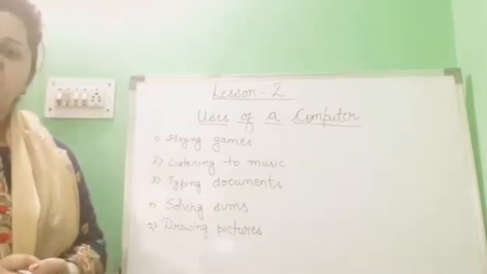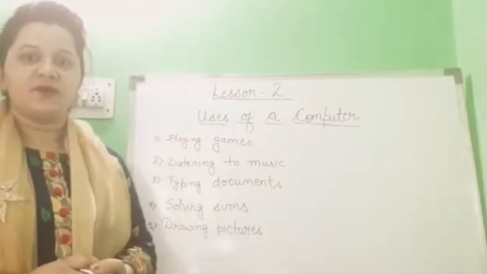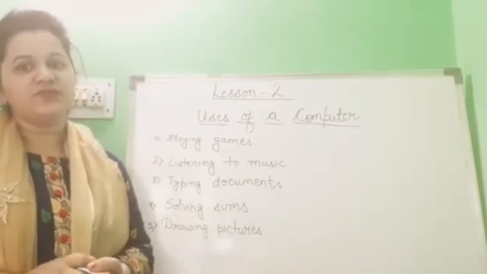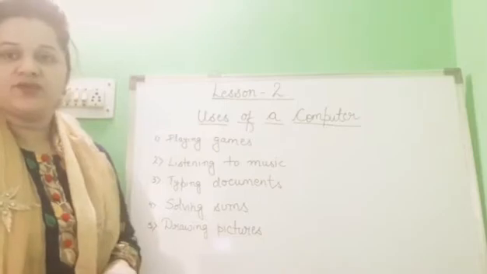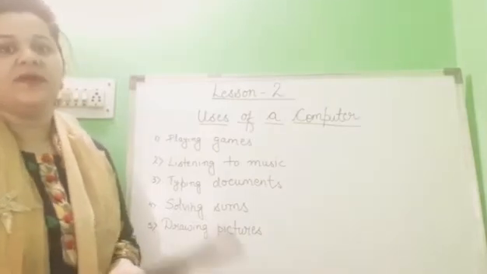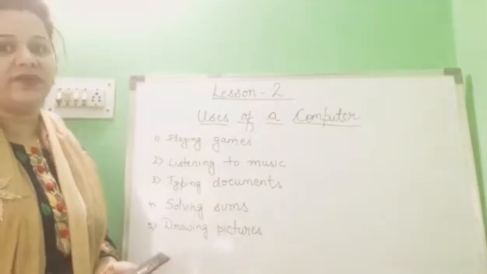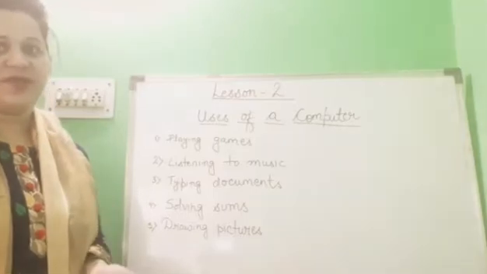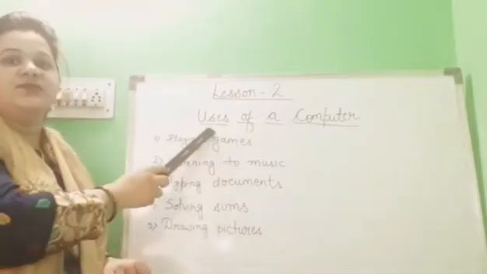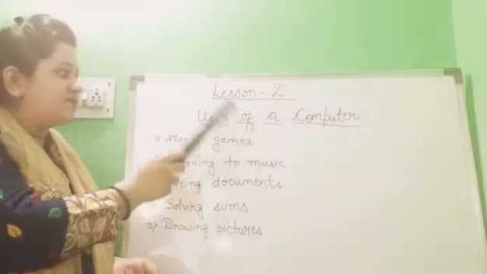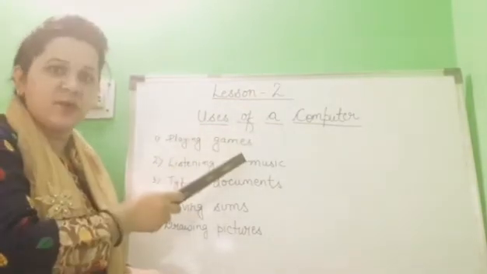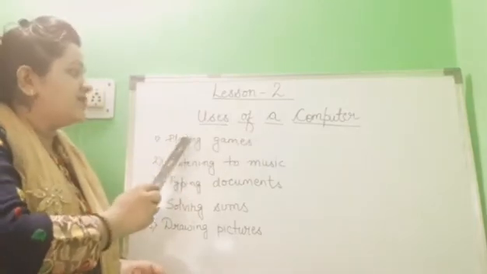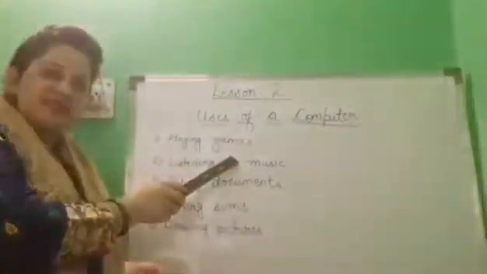Children, in our previous videos we have discussed chapter number 2, that is uses of a computer. Today we are going to do the exercises of that chapter, but before that let us take a quick recap of what we have studied till now. We have discussed the uses of a computer, in which we saw that a computer is an electronic machine and it is used for various purposes, like we can play games on it.